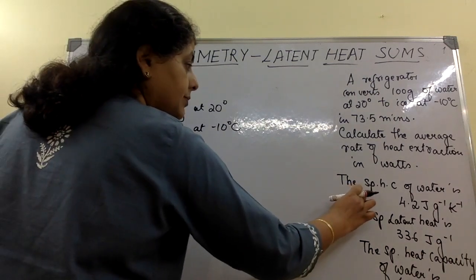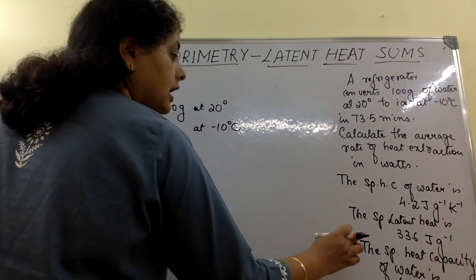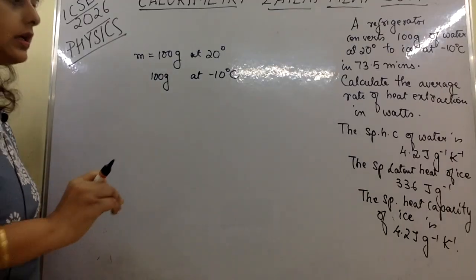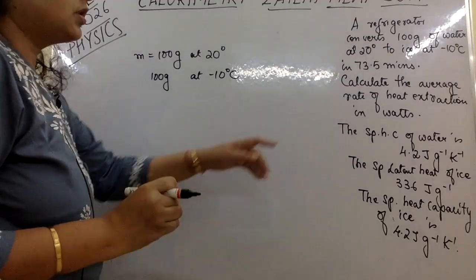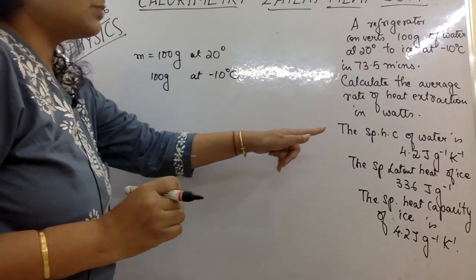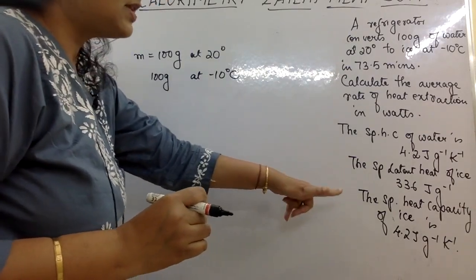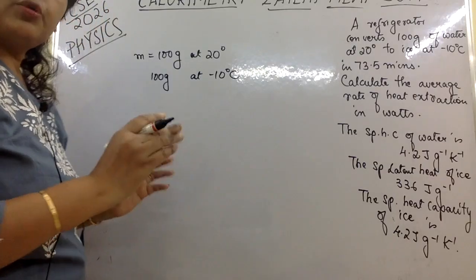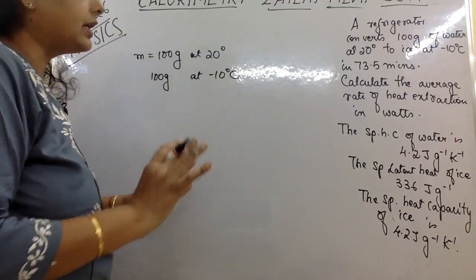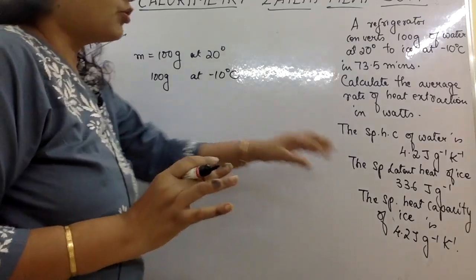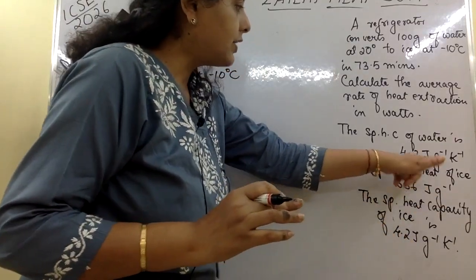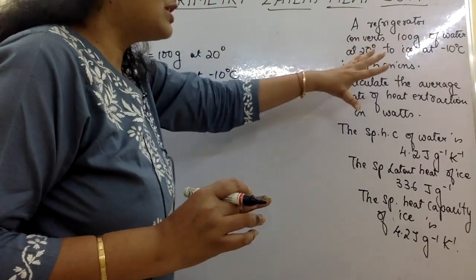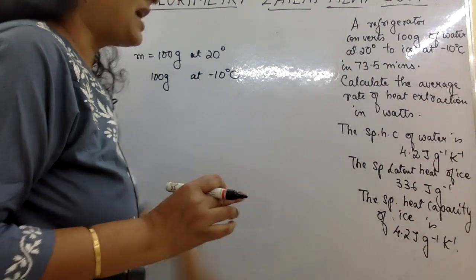They have given all the values: the specific heat capacity of water, 4.2, the specific latent heat of ice, and the specific heat capacity of ice. Now the moment you start with these questions, check one thing, otherwise you might go wrong. All the units here have gram, so is this also in gram or is it in kg?